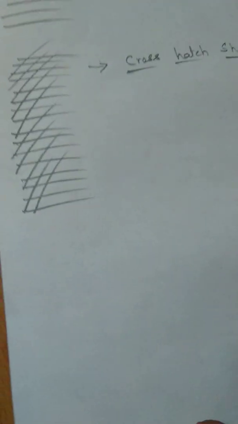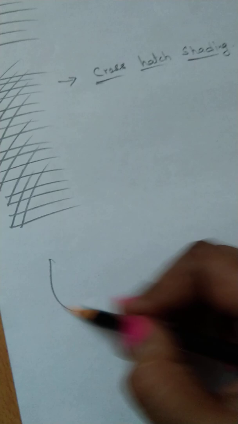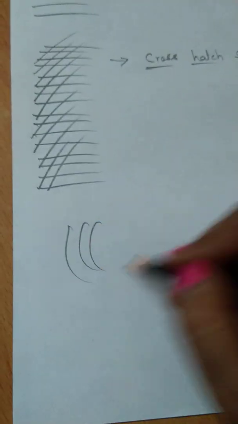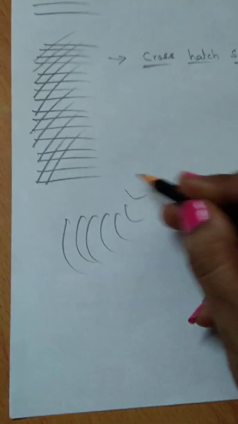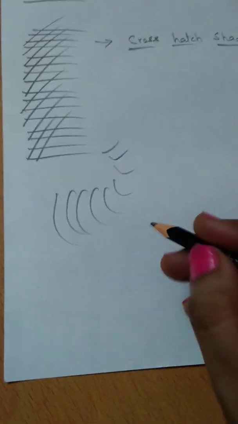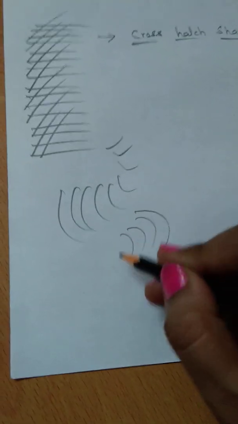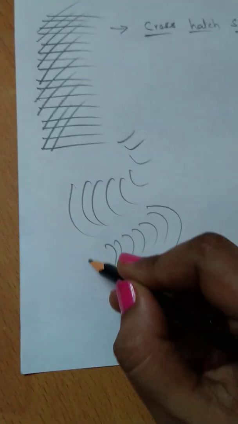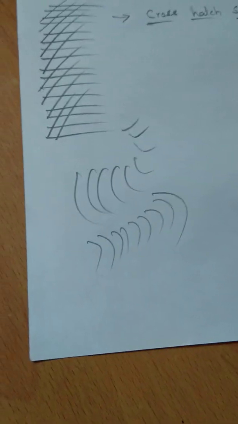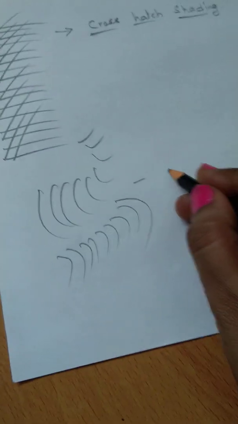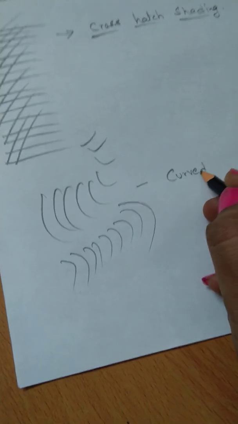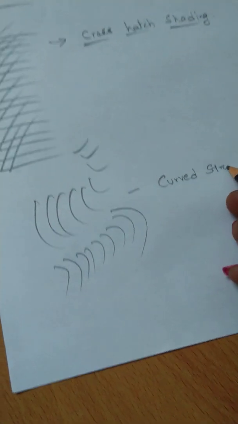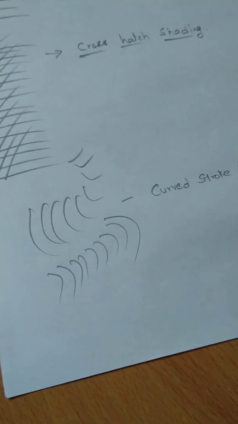Okay, next third one, curved strokes. See, like this. Okay, what are these called? Curved stroke shading.